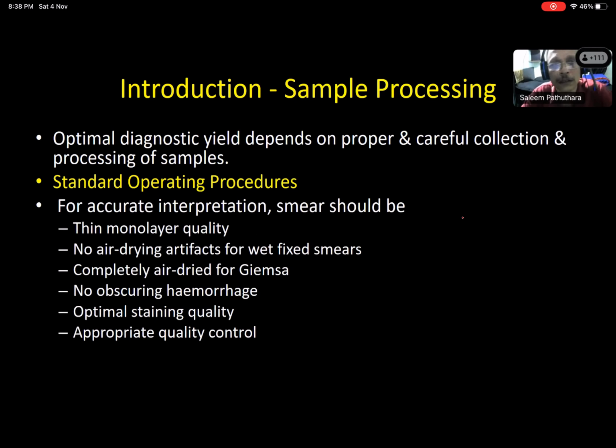Before going further, we should understand certain things about the background. Optimal diagnostic cytology depends on proper and careful collection and proper processing of the samples. This means we should have proper standard operating procedures in the laboratory. For accurate interpretation, the smear should be of thin monolayer quality without any air drying artifacts, especially for wet fixed smears, and completely air dried smears for Giemsa, with no obscuring hemorrhage in the smear, optimal staining quality, and appropriate quality control in every step of the cytology processing.